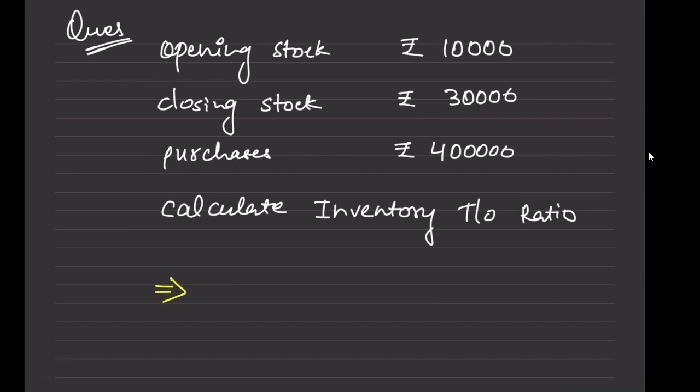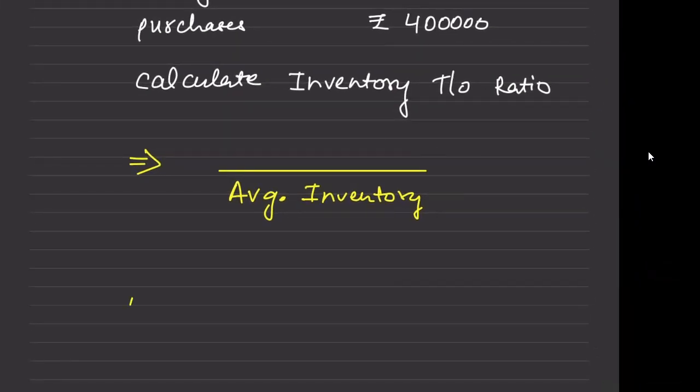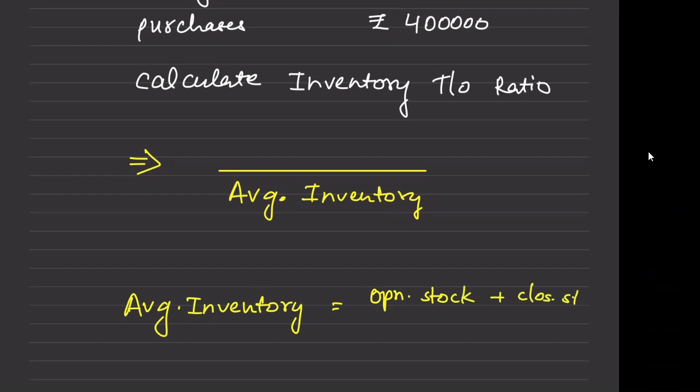So everybody in this class now knows the formula. They are asking inventory turnover. So in the denominator, what will I take? Average inventory. Sir, but you haven't told what you mean by average inventory. So average inventory is your opening stock plus closing stock divided by 2. Just a simple average.